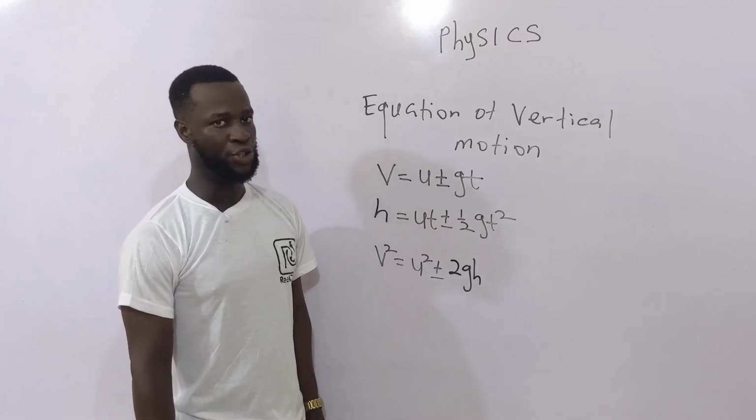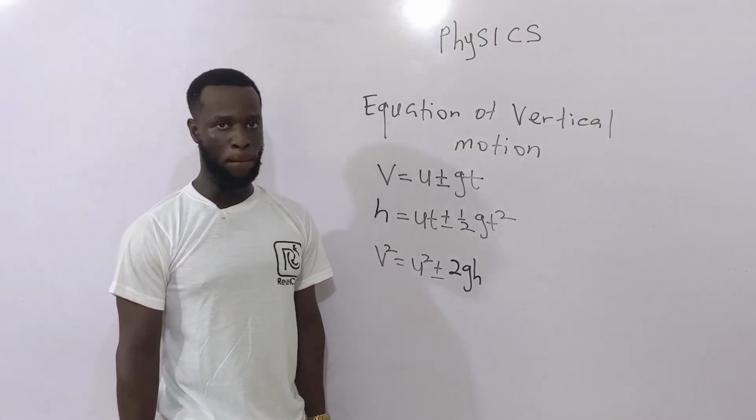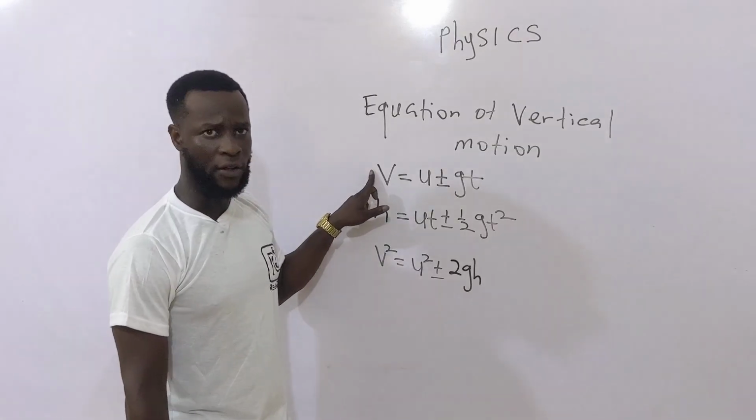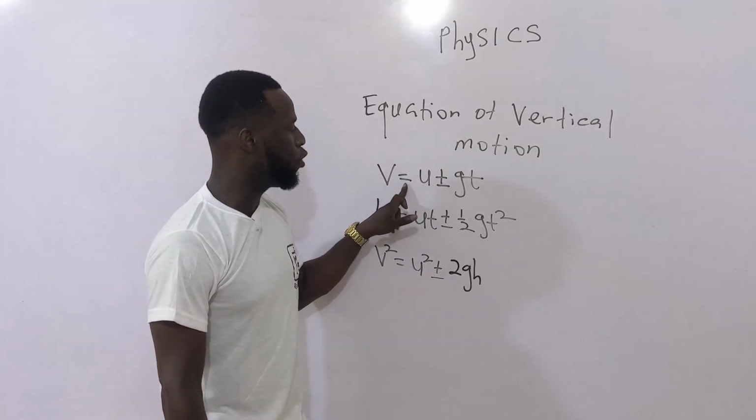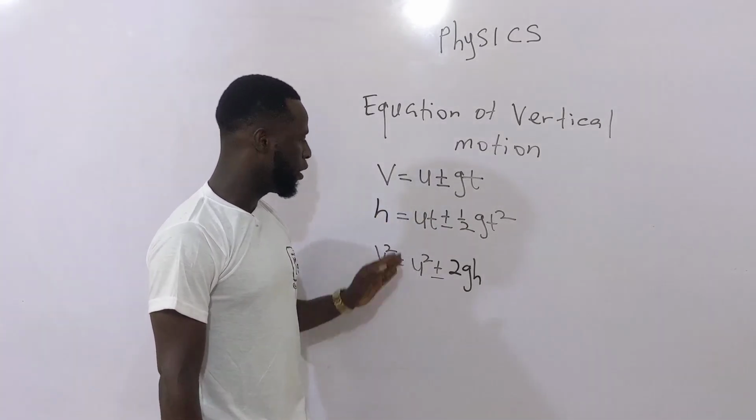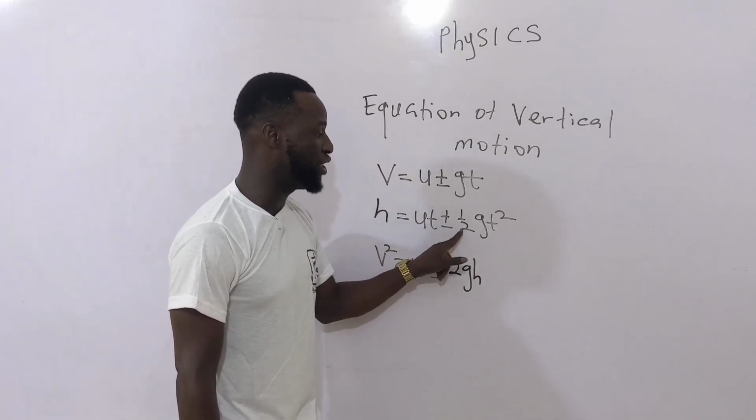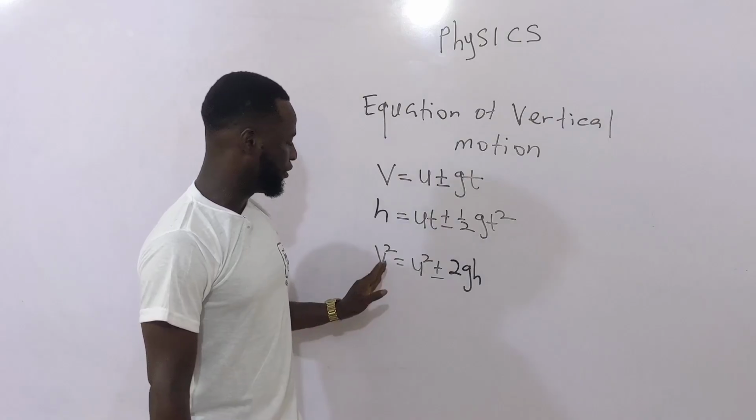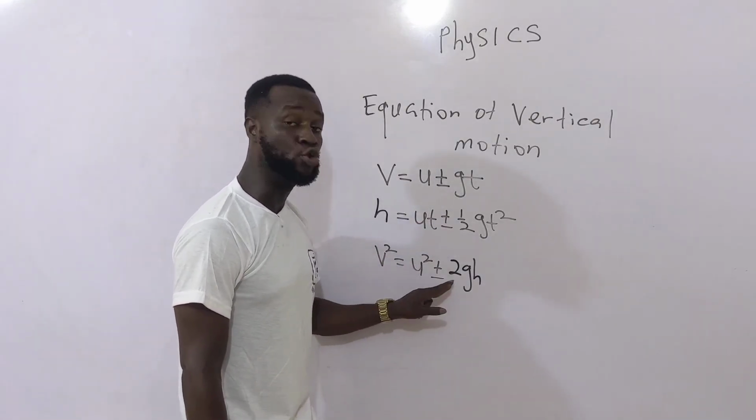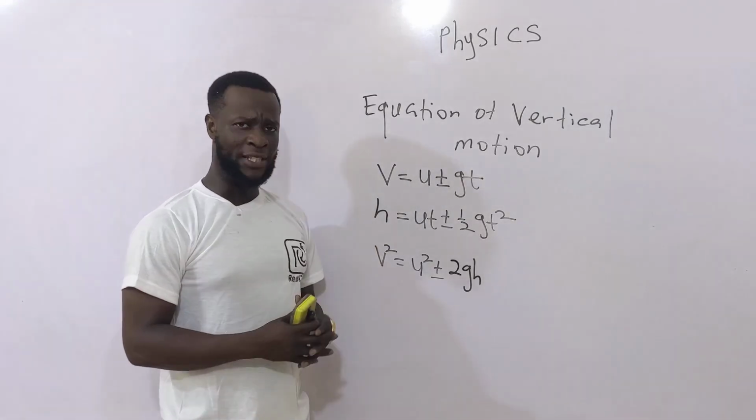Still on vertical motion under gravity, we are going to be looking at the equations of vertical motion. Equation 1: v = u ± gt. Equation 2: h = ut ± ½gt². And equation 3: v² = u² ± 2gh. Now, how do we use these equations?